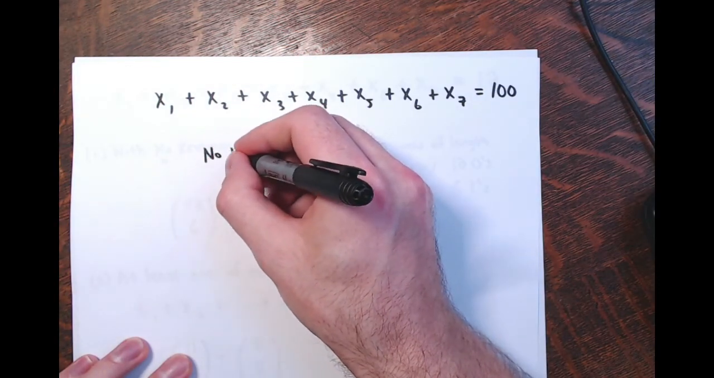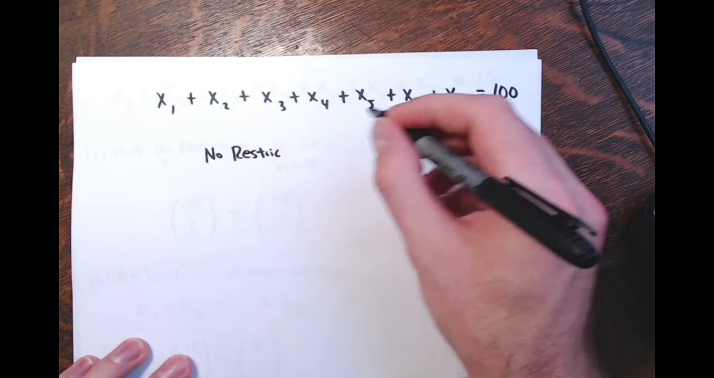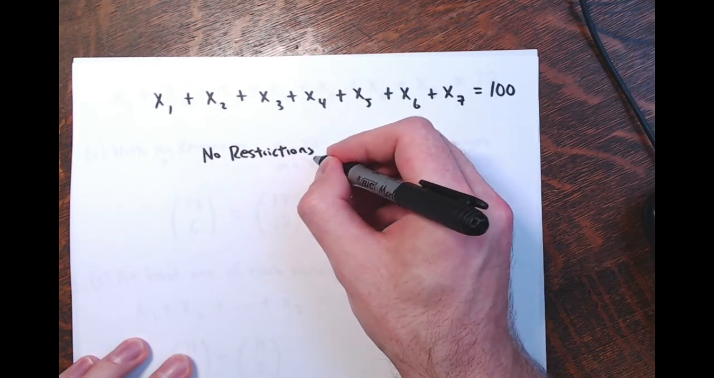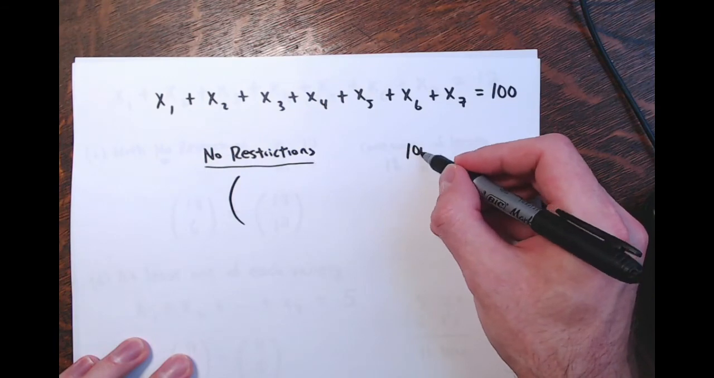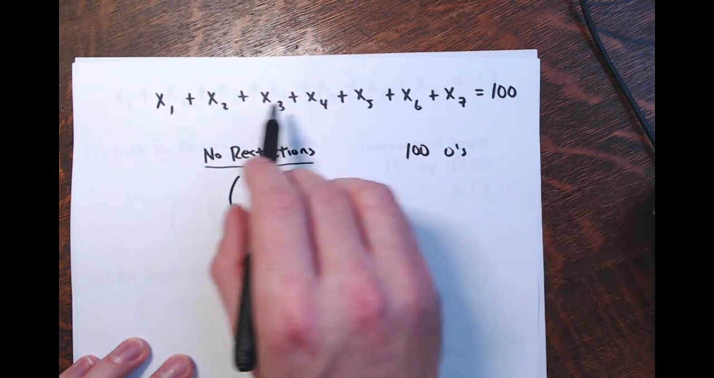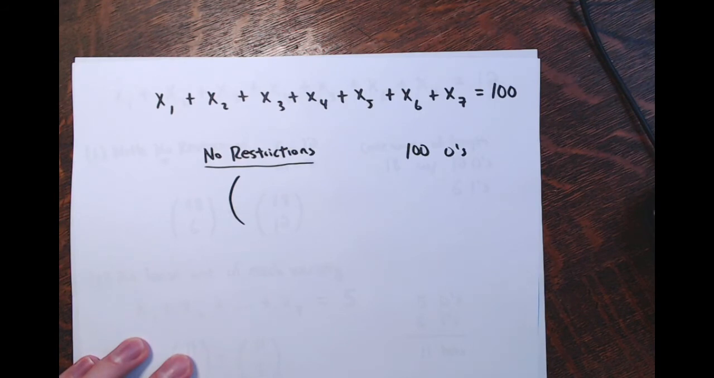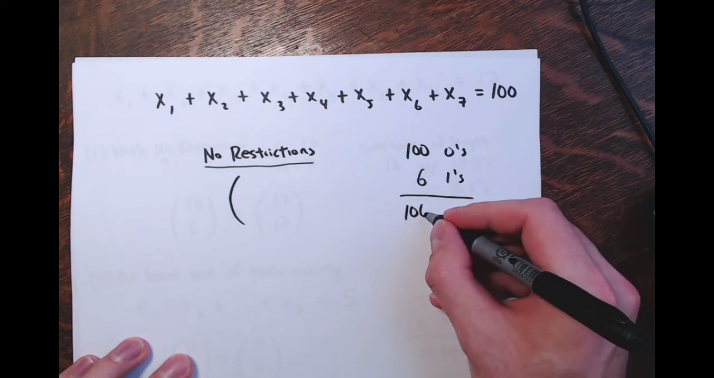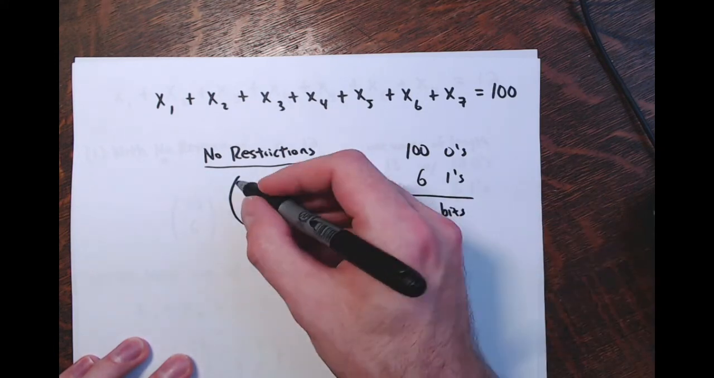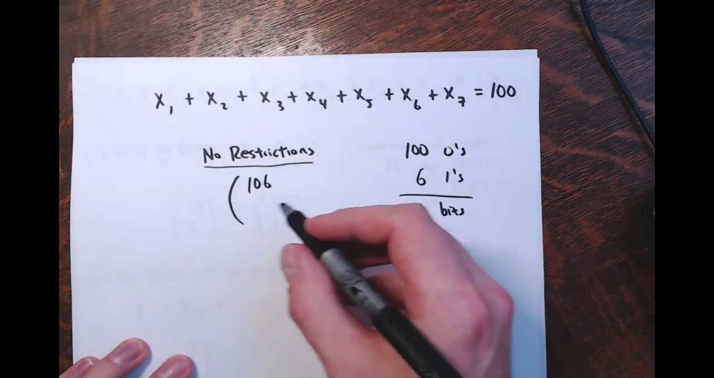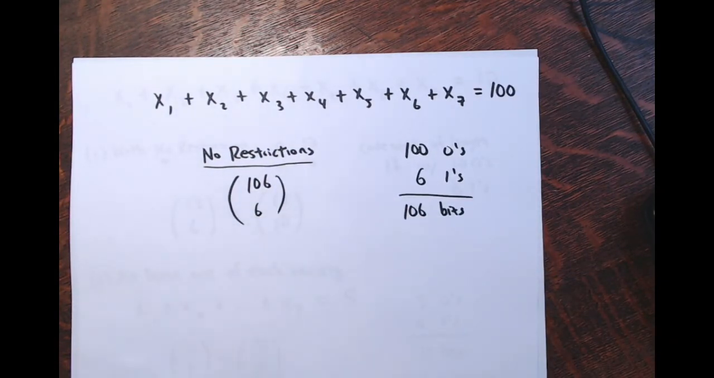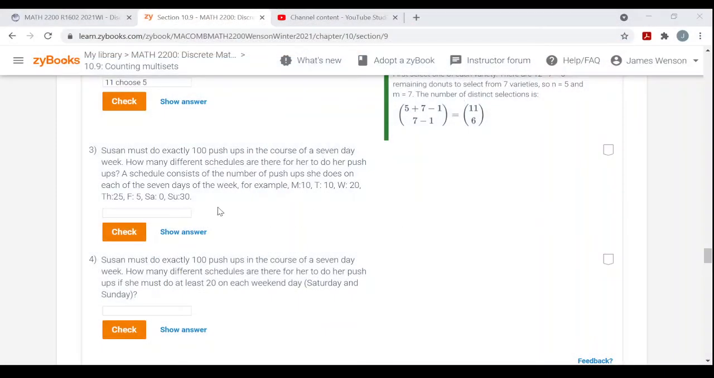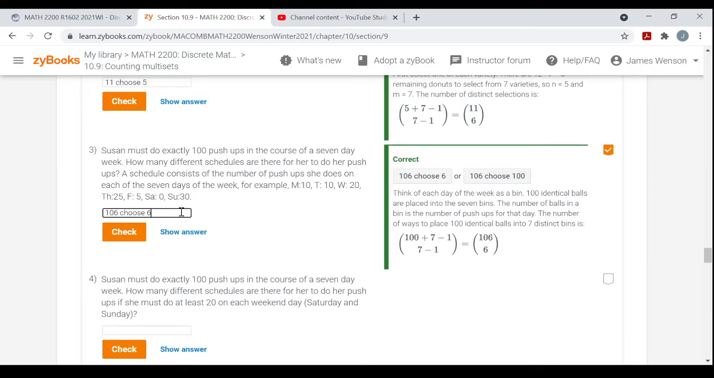So with no restrictions, the number of ways she could divvy up her 100 push-ups: you'd have 100 zeros, the 100 push-ups. There are 7 days, so break it up into 7 categories with 6 ones. So there'd be 106 bits in the code word, and you choose where the 6 ones go, or where the 100 zeros go. So this would be 106 choose 6. That'd be probably pretty big.